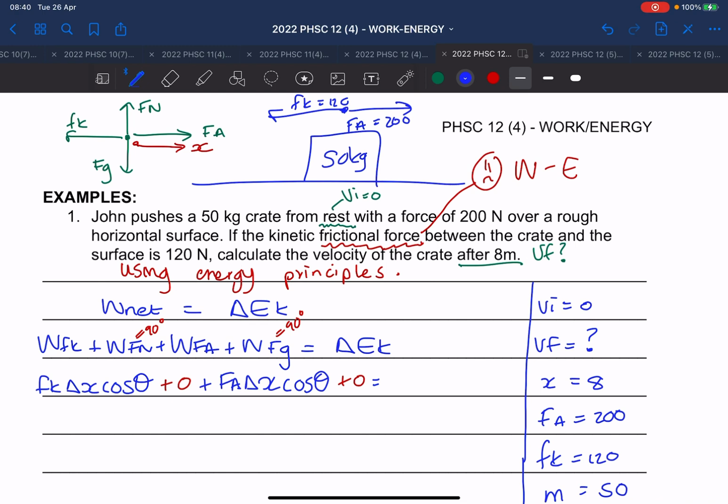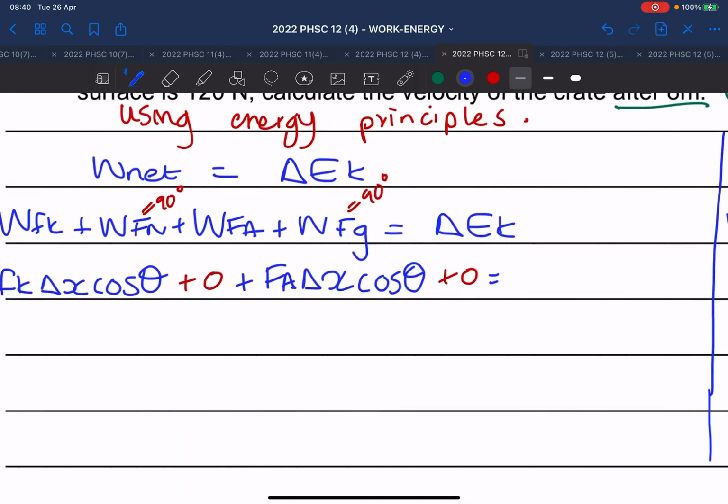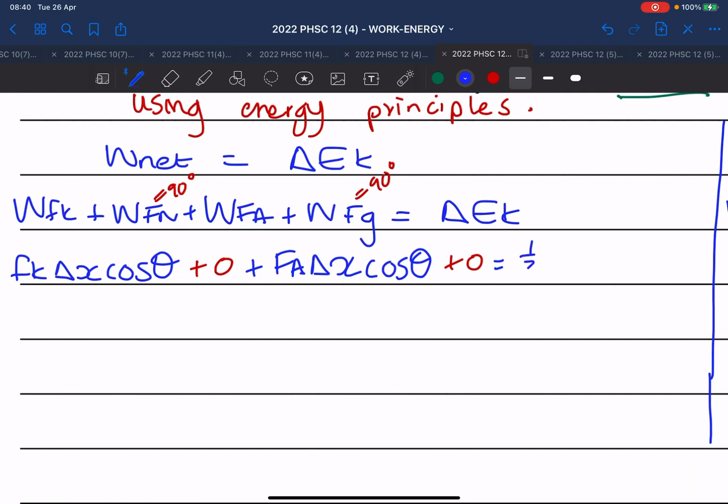Okay, can I zoom in at the bottom? Okay, is equal to 1/2 mv final squared minus 1/2 mv initial squared. Okay, while I'm speaking to Tiamo outside, quickly fill in the values and see if you can get the final velocity.